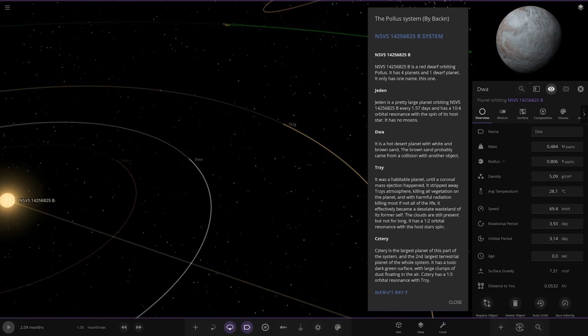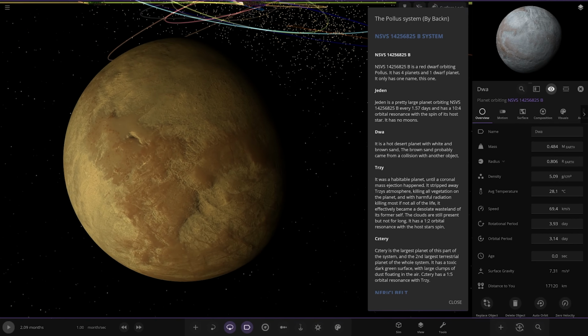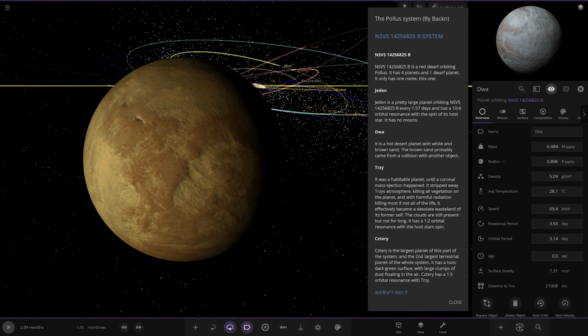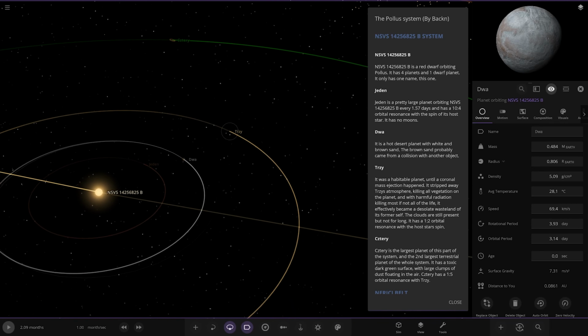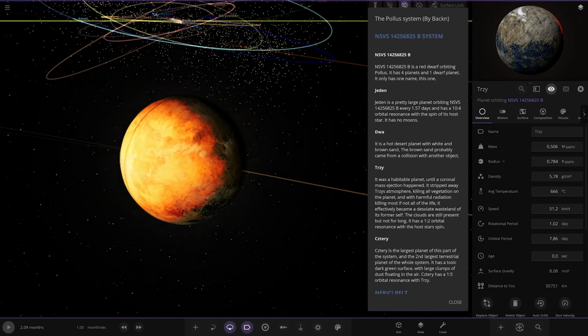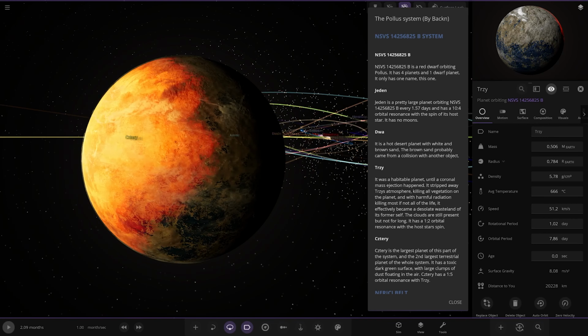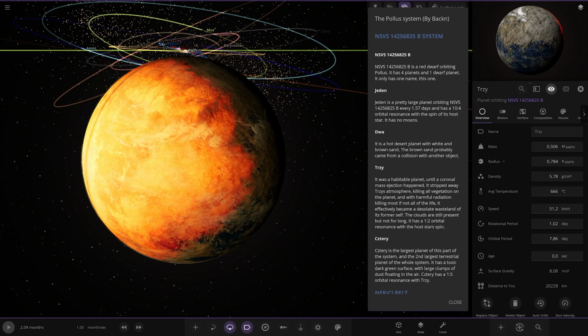We've got Dua here. A hot desert planet with white and brown sand. The brown sand probably came from a collision with another object. Then we have Trizzy here. Oh, it says it's got water on one side, and then it's scorched here. It was a hot planet until a coronal mass injection happened.